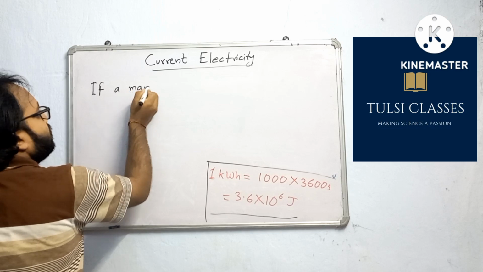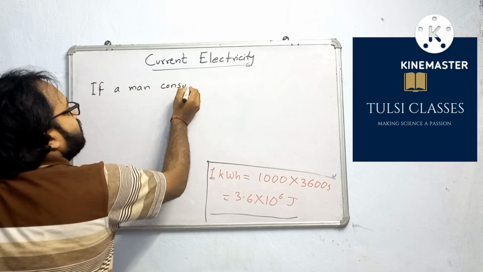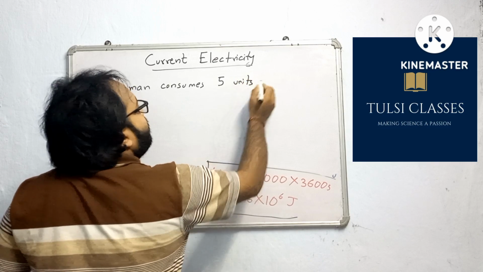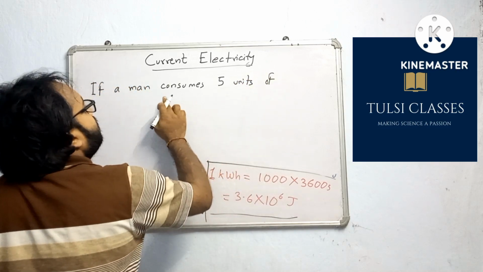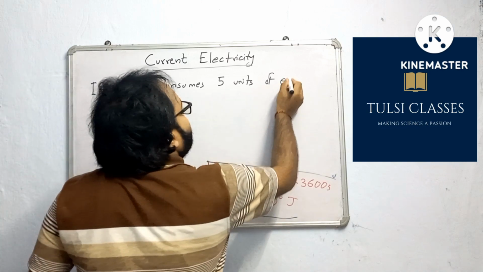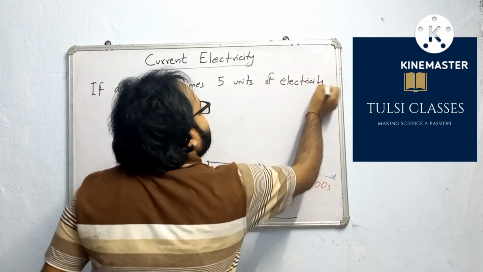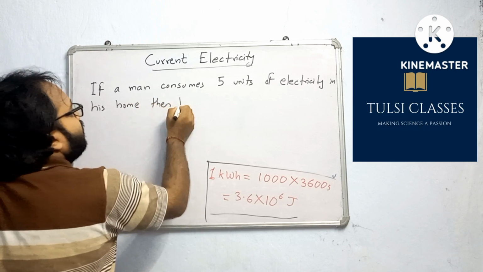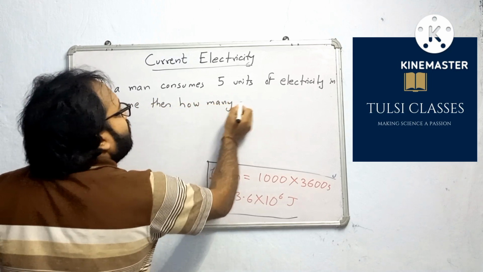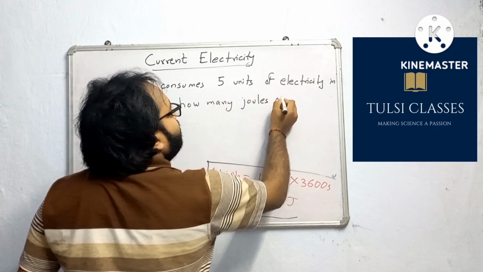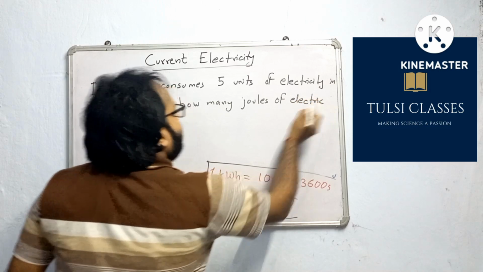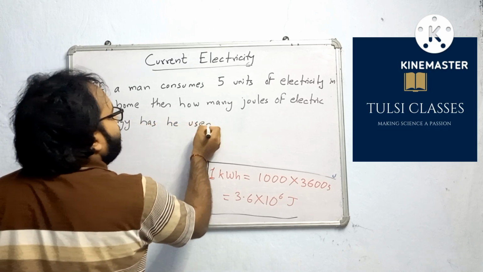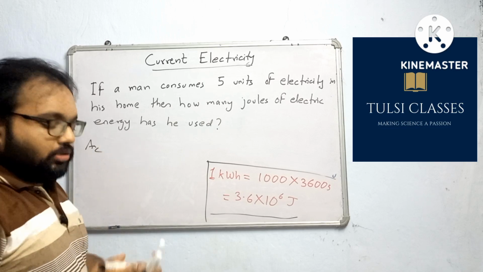If a man consumes 5 units of electricity in his home, then how many joules of electric energy has he used? If you get this formula, then what will you do?